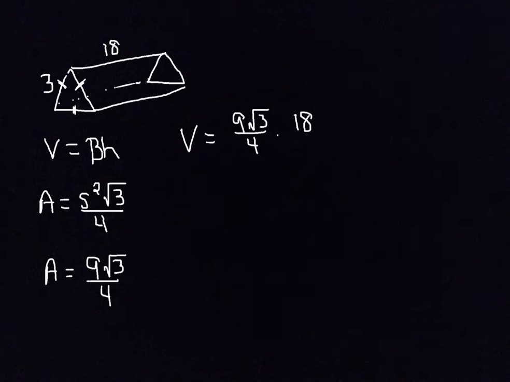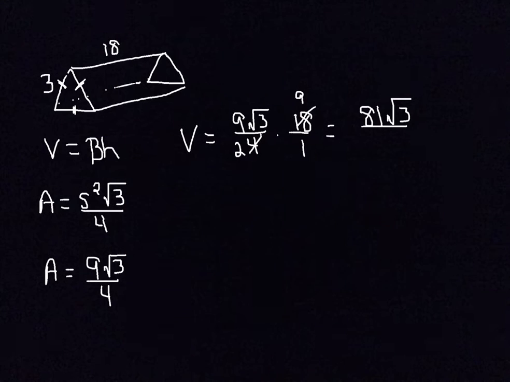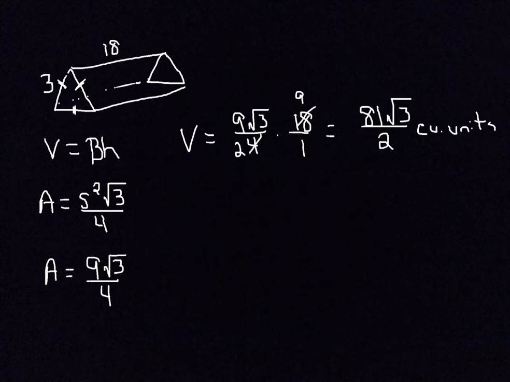Now you could do a little bit of canceling here. 2 goes into this one, 2 goes into this one 9 times. So we're going to get 81 square root of 3 over 2 cubic units. Remember, volume is measured in cubic units. So this would be the volume, how much would fit inside of this triangular prism.